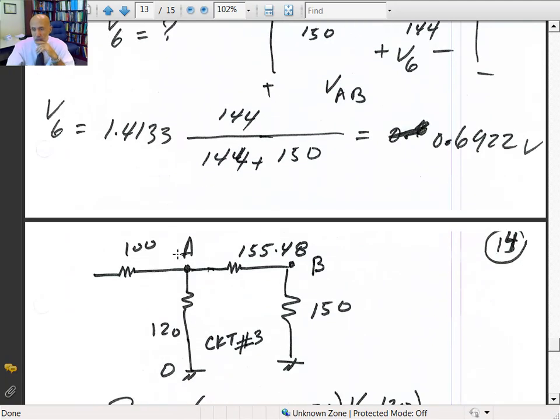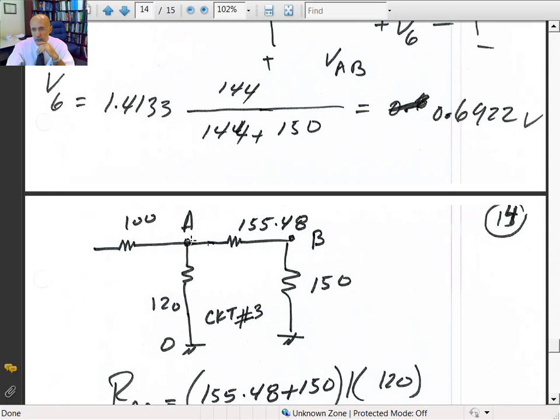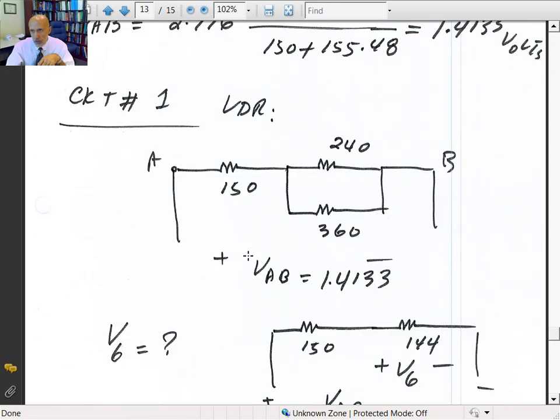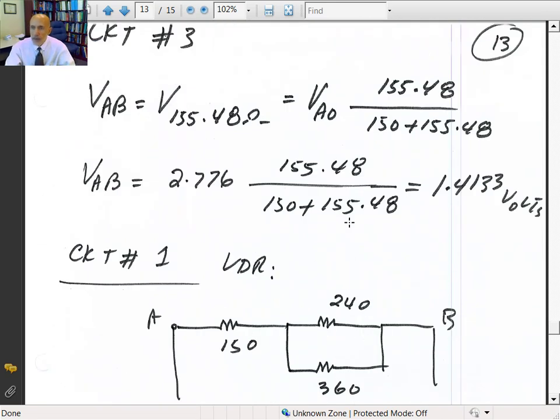So you really want to look at circuit 3. Once you calculate V sub A to the ground, you can use the voltage divider rule to calculate the voltage from A to B. Once you have the voltage A to B, you go back here and do the voltage divider rule again to calculate the portion of the voltage that drops across the parallel combination here, which is 144 ohms. That's one way to do the problem.